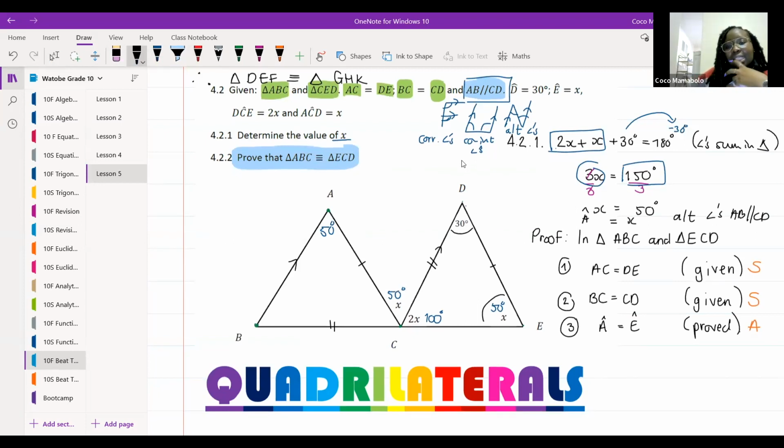Can we say that D is equal to 30 degrees? Yes, we can, Isabel, but remember that angle D needs to correspond with angle C, and we don't know what angle C is over here. We don't know what it is, so we can't say that they are equal to each other.